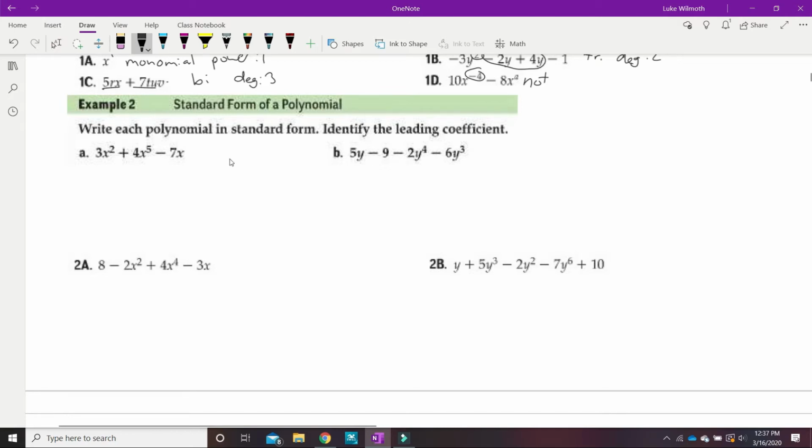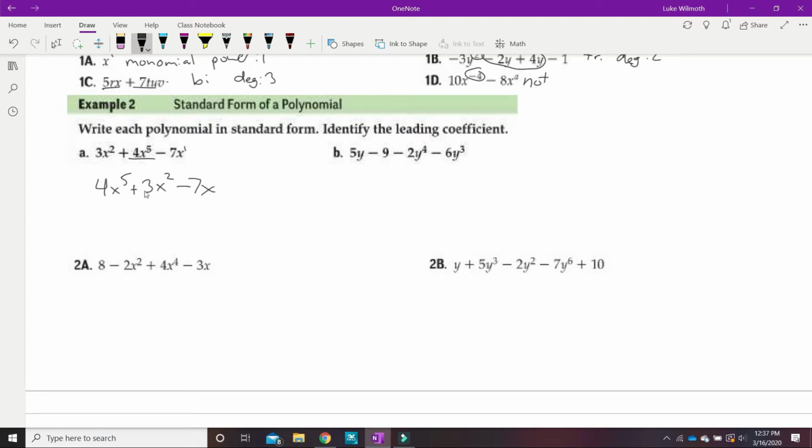Now it asks us to write this in standard form. Standard form is pretty easy. Standard form just means we want all of our degrees in descending order. So if I look at A here, the highest power, I've got a power of 2, a power of 5, and a power of 1. So out of all of these, I'm just going to write it with the 4x to the 5th in the first spot, plus 3x squared minus 7x.